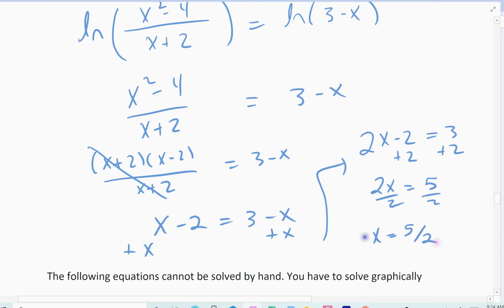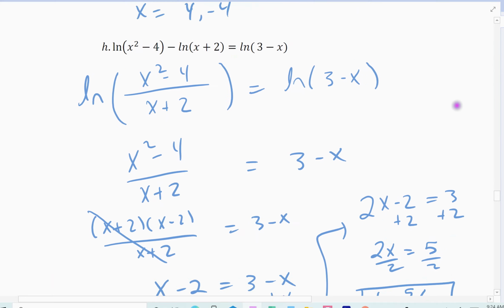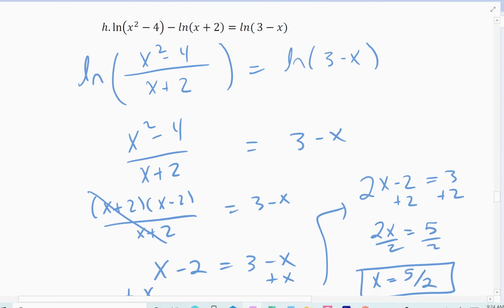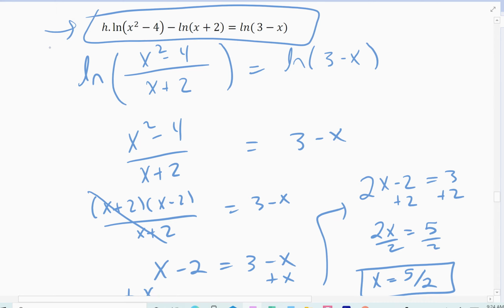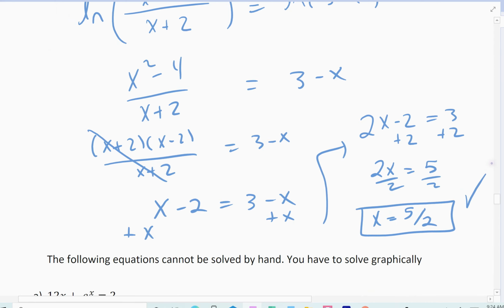Then I have to check to make sure my 5 halves doesn't give me any negatives. And so I got to check this one's fine, 5 halves squared minus 4 is fine, 3 minus 5 halves is fine, so it checks. Right, so you got to plug them back into here and make sure you don't get a negative number or a 0, and it doesn't, so this one is the correct answer. It checks. Alright, so we'll stop there.